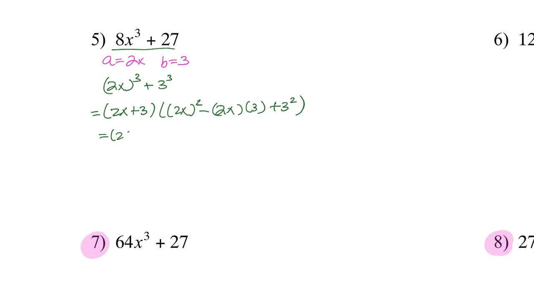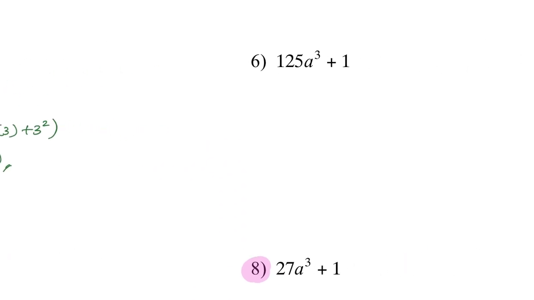So this is 2x plus 3 times 4x squared minus 6x plus 9. And now if I multiply 2x times 4x and so on, and then 3 times everything and simplify, I should have that same factorization there. Let's go to the next one.